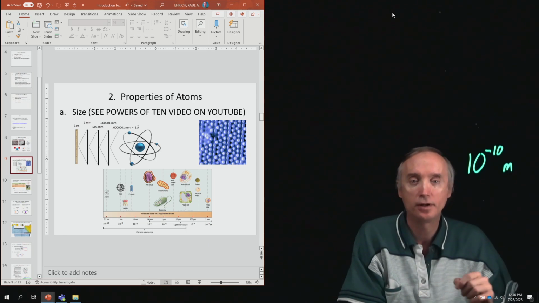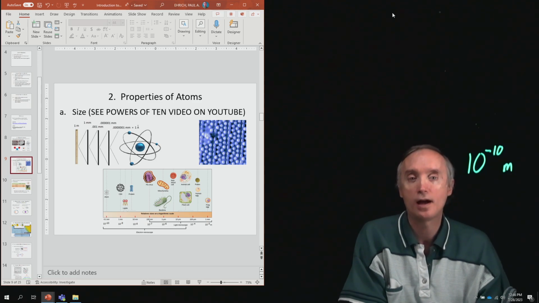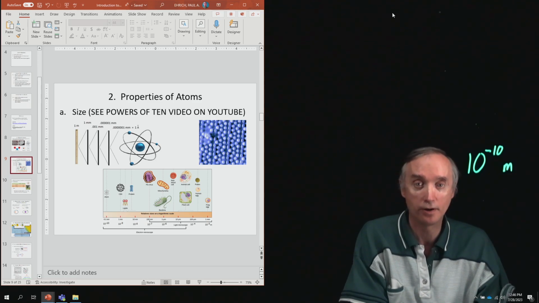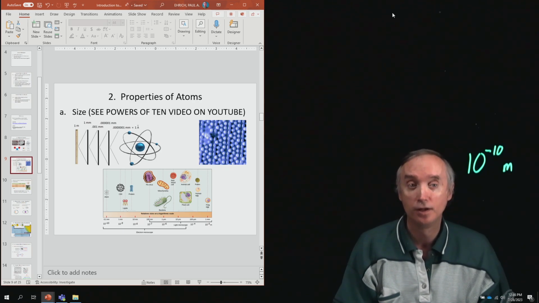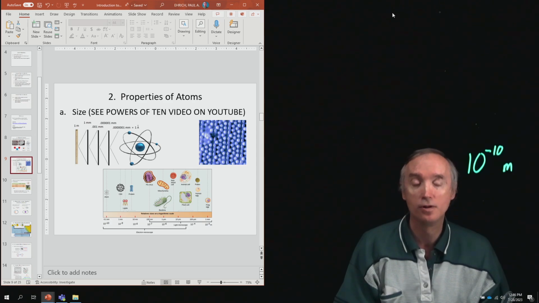And then finally, the picture there on the bottom again shows you how small things are in nature, and then it finally shows you how small the atom is. For purposes of the exam, you need to know atoms are small, so small that you can't see them with your conventional biology microscope that uses visible light.